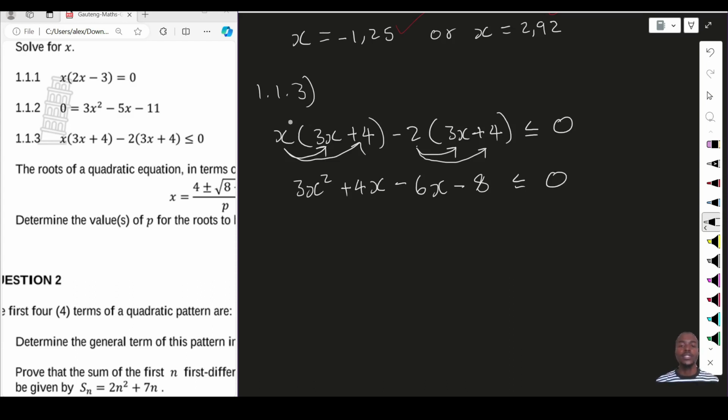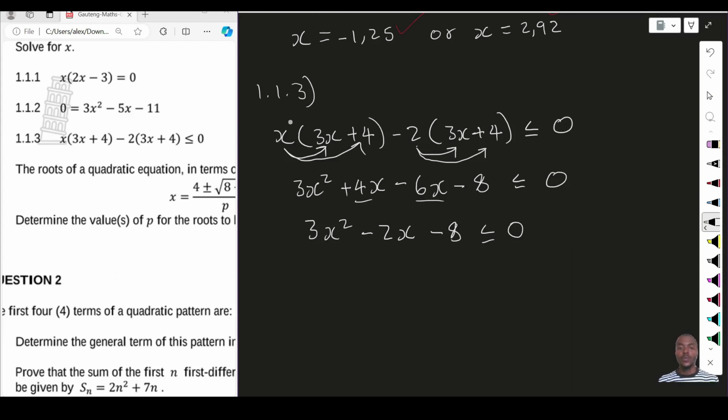From here, we add the like terms. So we are going to say 3x squared, then 4x minus 6x. Put this in your calculator. Many people will write plus 2x, which is incorrect. Put this in your calculator and say 4 minus 6, it should give you minus 2x. Be careful of that. Many people are making that common mistake.